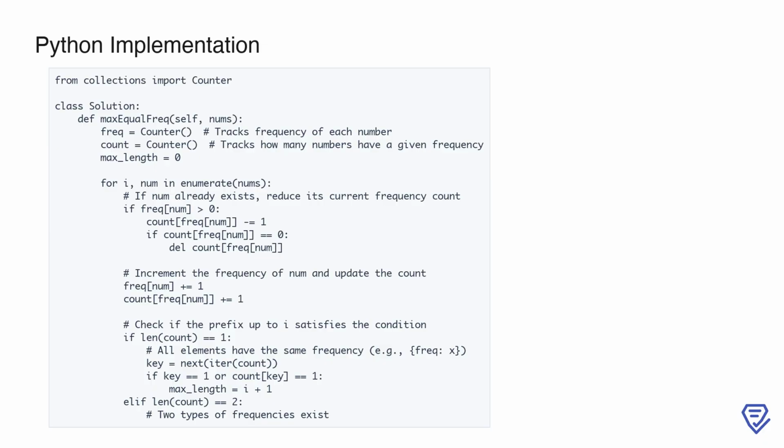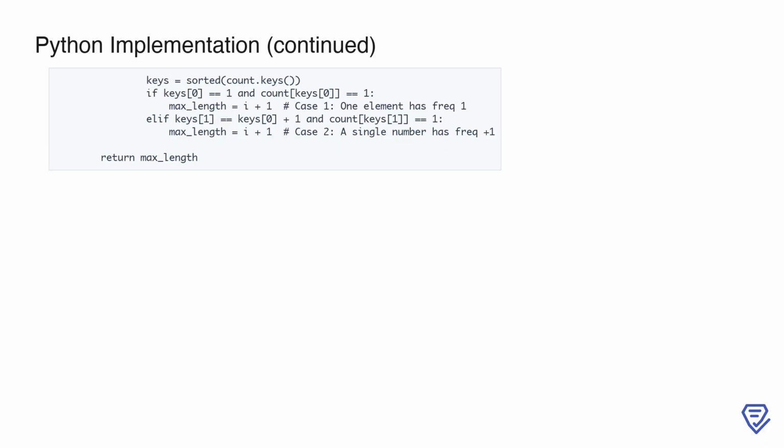Additionally, if count has two keys, it indicates two types of frequencies are present, and we will handle that condition next. Now, when we encounter two distinct frequencies in count, we sort the keys to analyze them. If the smaller frequency is 1 and only one number has this frequency, it means we can form a valid prefix by removing the single element with frequency 1. In this case, we update max_length to include the current prefix length. Alternatively, if the larger frequency is exactly one more than the smaller frequency and only one number has this larger frequency, it implies that we can form a valid prefix by reducing the count of the number with the higher frequency. Again, we adjust max_length accordingly.